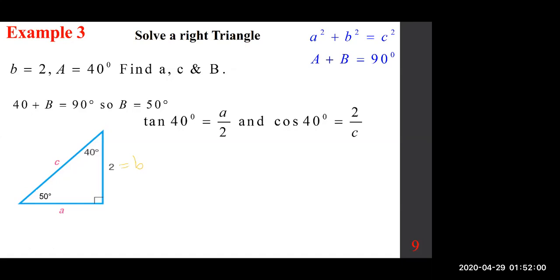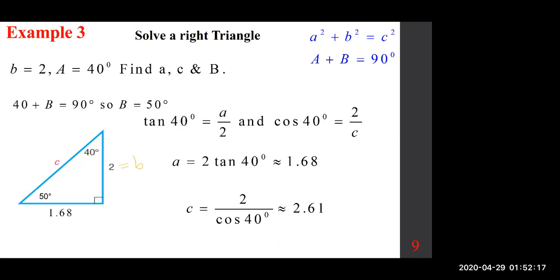So A would be 2 times tangent 40, and with a couple of decimals, we get 1.68. C would be 2 divided by cosine 40, and that's about 2.61. By the way, when you find A, you can use the Pythagorean theorem to come up with the answer. But don't forget what I said. I think the best course of action is to use what is given. Okay, class, that's extremely important. I really can't emphasize this enough, okay?